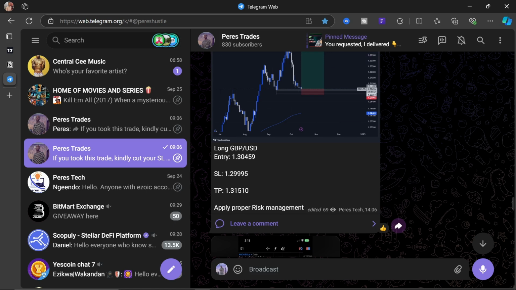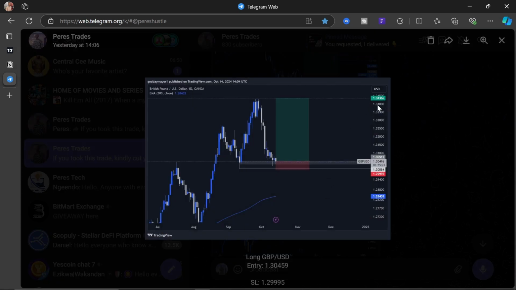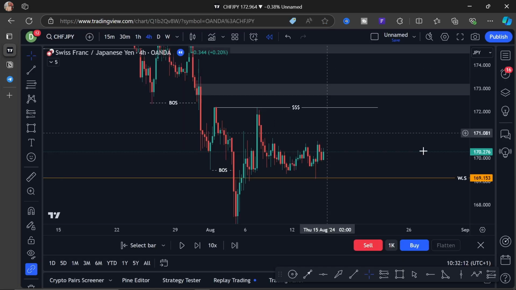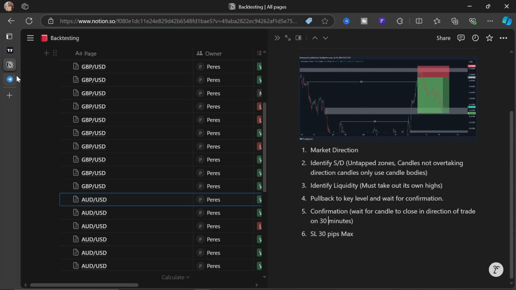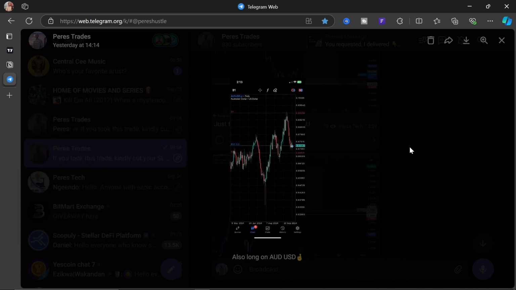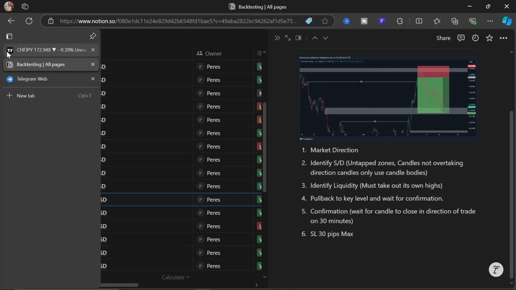We got an entry on GBP USD at 1.30459, and then stop loss at 1.29995, and then the first take profit, and our overall take profit is at 1.34366. You can see, this one was taken on the daily time frame right here. Now if I come over here and show you the price of GBP USD, you can see GBP USD is currently trading at 1.3076, and our entry was around 1.30459. So we are in a little bit of profit right now, but it's not up to our target.